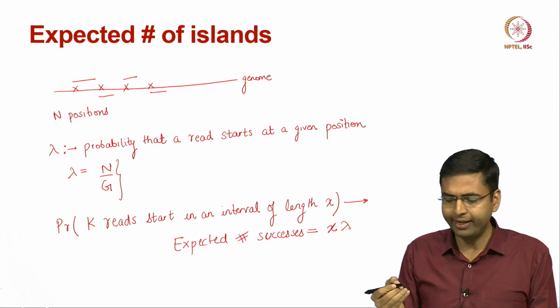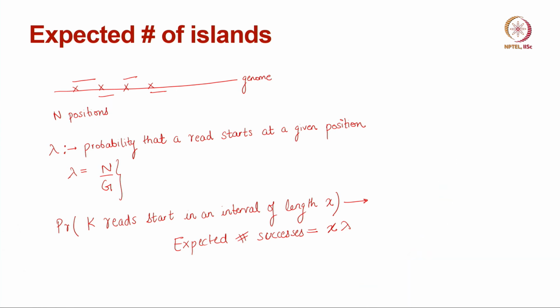Now, assuming that lambda is small, that is, the success probability is small, we can make a Poisson approximation to the binomial distribution, and we can say that the probability of k reads in length x equals, applying the Poisson distribution, e to the power minus lambda x, times lambda x to the power k, divided by k factorial, assuming that the mean number of successes is lambda x. So, based on this, now we can proceed forward.